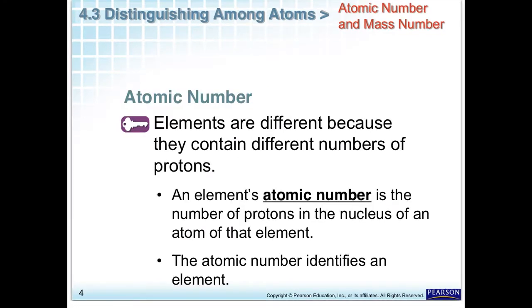So the first thing we'll talk about is atomic number, and that elements are different because they contain different numbers of protons. Protons are what identifies an element. So the atomic number is the number of protons in the nucleus, and it identifies an element by the number of protons. So that is what we call the atomic number.